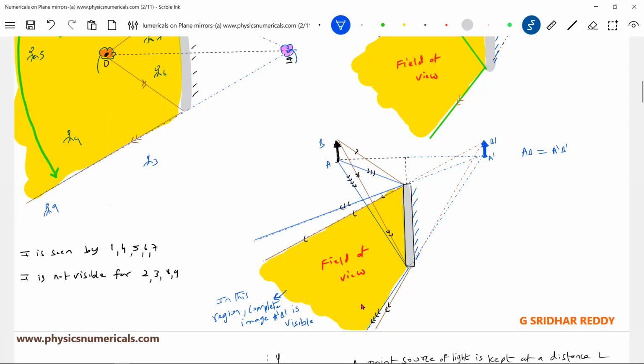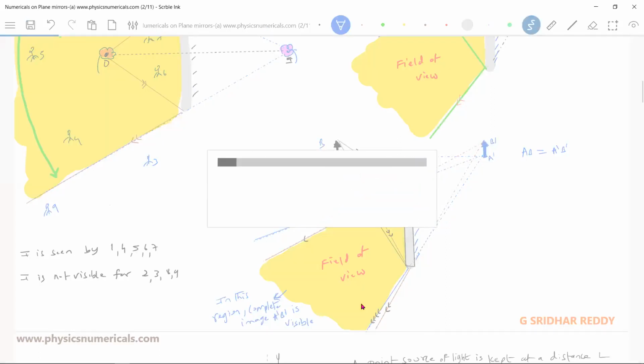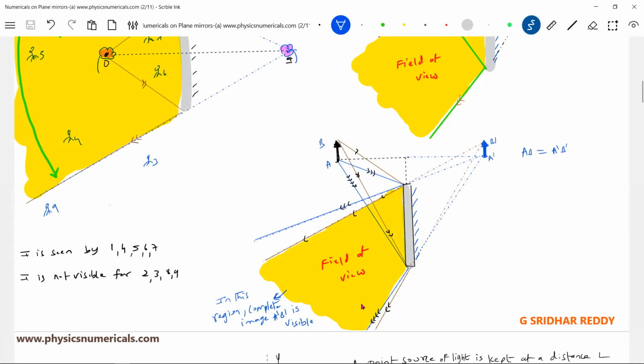Got the idea now? So what is basically the conclusion? To view the image of an object, a person must be present in the field of view. And what is basically the field of view? It's a region where the reflected rays are present. If the reflected rays enter the human eye, then the human eye is able to see the image of that object.